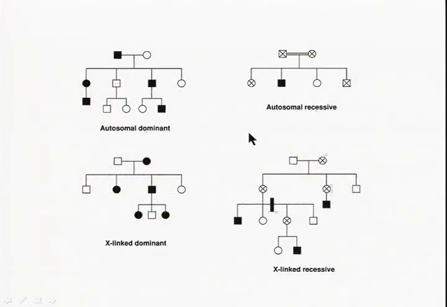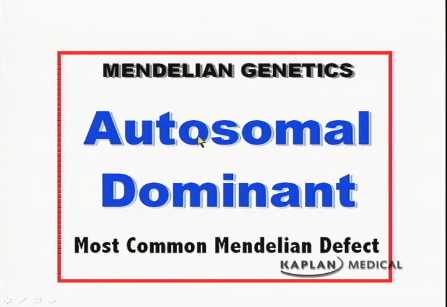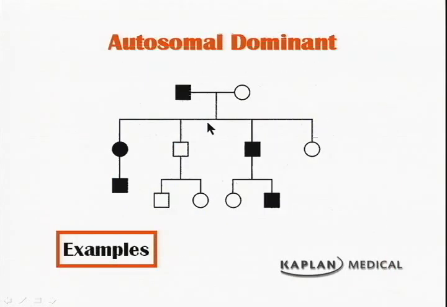We'll start out with autosomal dominant. Autosomal dominant is the most common Mendelian defect, and here we have the pedigree. What should you look for? Number one, does the disorder skip any generations? And the answer is no. It's in every generation. Second question, are there any carrier states with the X's? There are no X's, so it does not have any carrier states. The third question is, does it affect both males and females? The answer is yes. That must be an autosomal dominant.